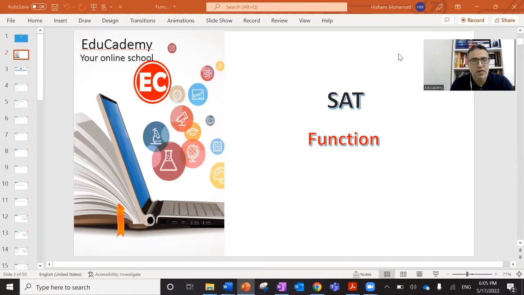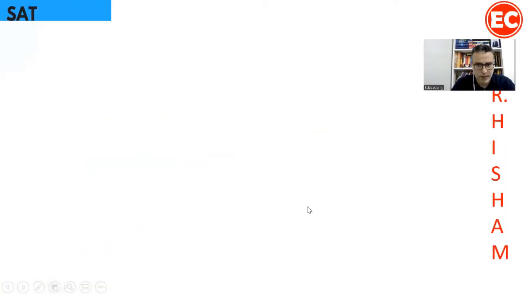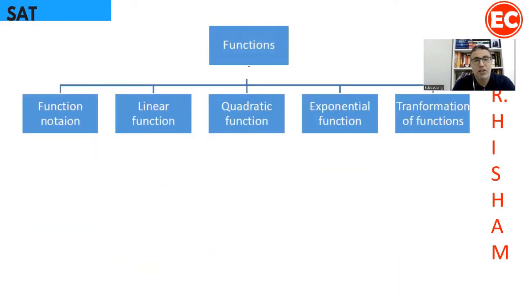Bismillah ar-Rahman ar-Rahim. Welcome to a new lesson in SAT, and our lesson today is functions. Functions are divided into a lot of values, a lot of equations, and a lot of methods of solving. Functions in the SAT are divided into function notation, linear function, quadratic function, exponential, and transformation of a function. Function notation is how we write the function as f of x or g of x, h of x, and how we write the equation, equal first degree, second degree, or third degree.